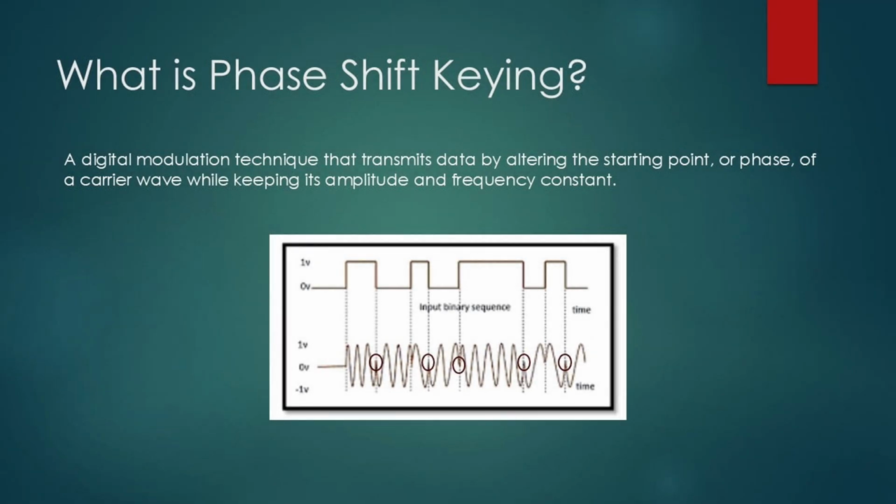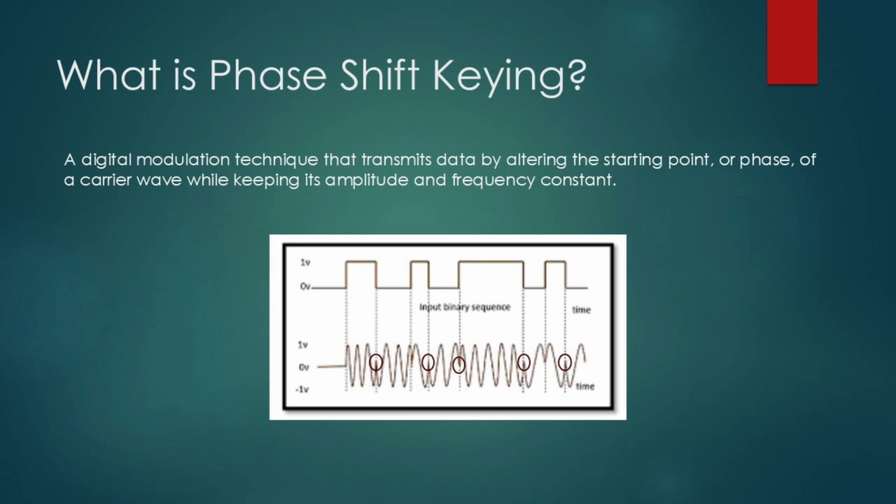a carrier wave. A key characteristic to remember here is that while the phase jumps to represent different bits, the amplitude and frequency remain constant. This makes the signal very efficient in terms of power and bandwidth.